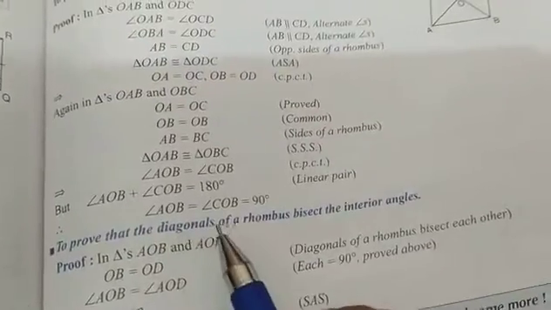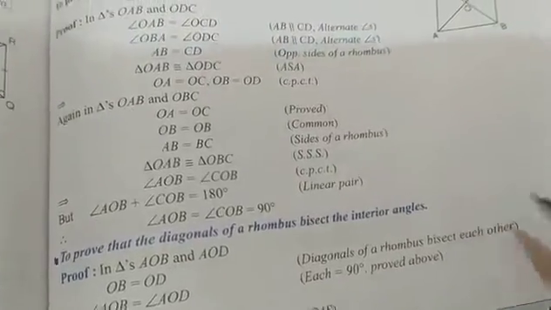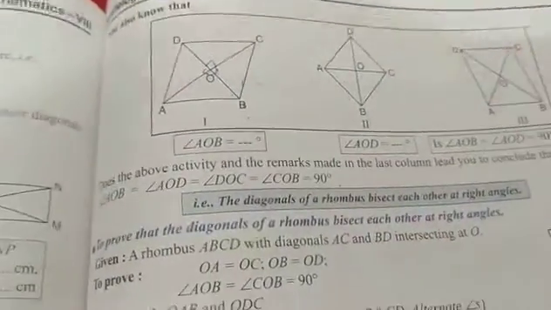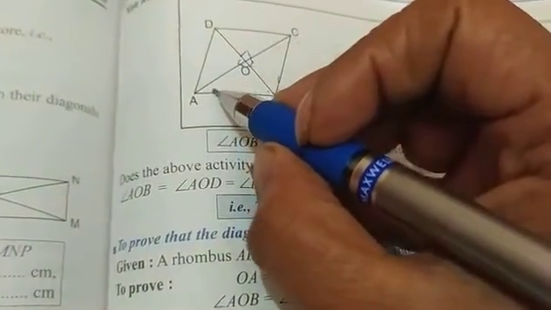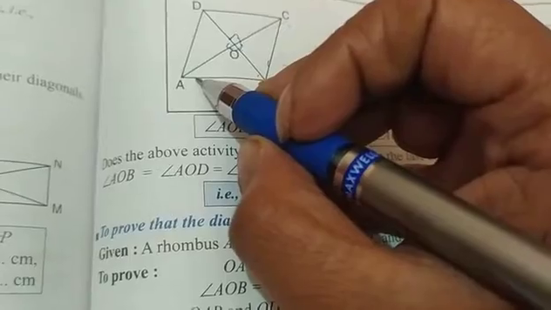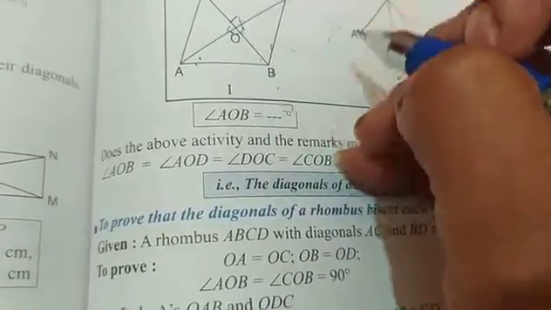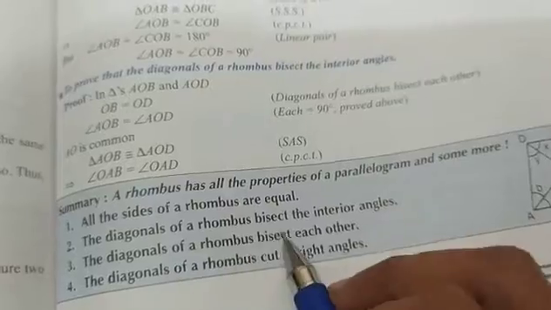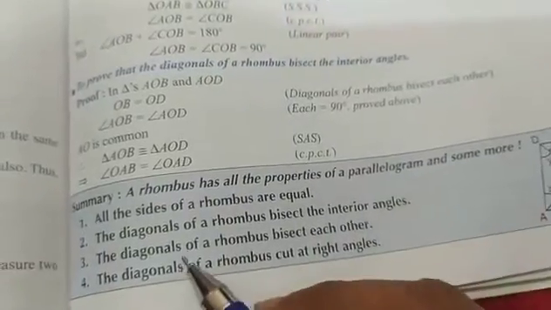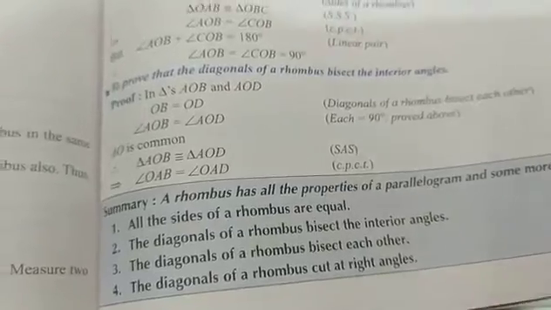The next property: the diagonals of rhombus bisect the interior angle. That means, suppose this angle A is 120 degree. So this will be 60, this will be 60. So this is the meaning of bisecting. All the sides of rhombus are equal. The diagonals of rhombus bisect interior angle. Diagonals of rhombus bisect each other. Diagonals of rhombus cut at right angles.